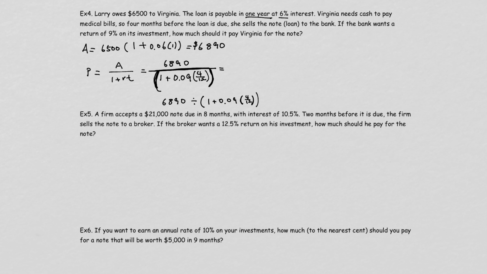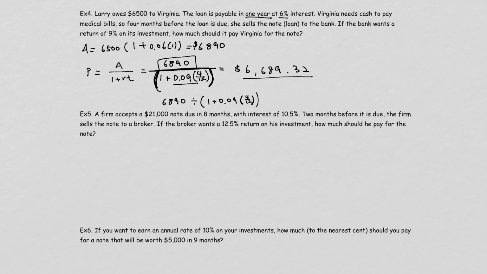And this way you will end up getting, let's see what number you get, 6,689.32. So this is the amount that the bank has to pay so that they will make the 9% gain. So that's how you're going to use the formula to figure out what they're asking.